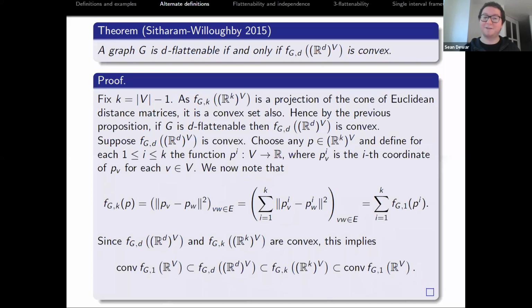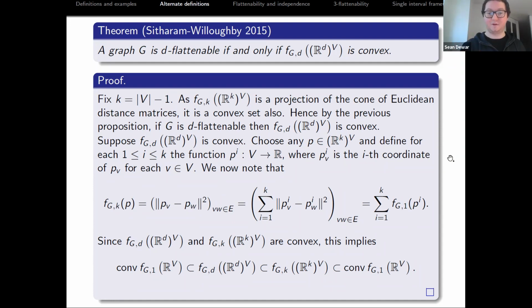Okay. Other ways are a bit more complicated. They're quite interesting, actually. So now we're going to assume that this is convex. What we're going to do now is pick a k-dimensional realization. And I've just defined here the coordinate functions. So pi will take a vertex to its ith coordinate.